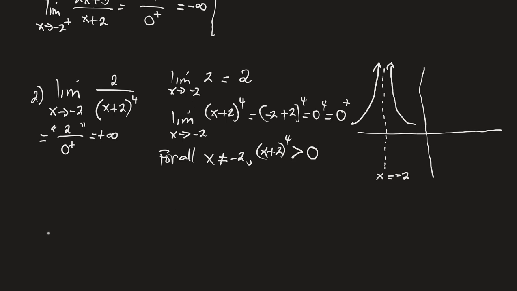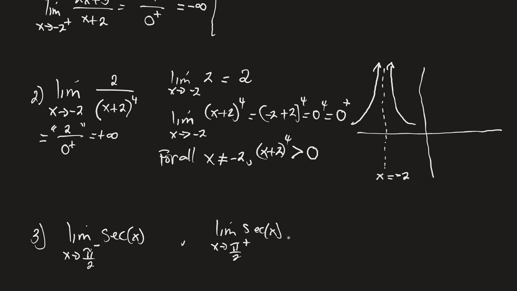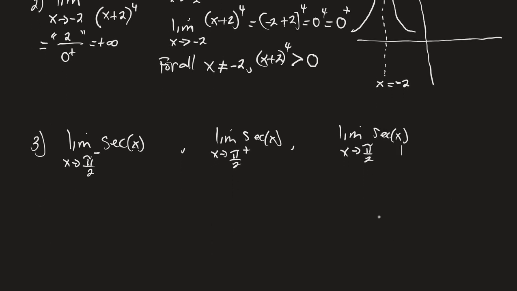Let's look at a slightly different type of function. So let's take the limit as x approaches pi over 2 from the left, minus, of the secant function. So let's take secant of x, and then let's also look at the limit from the right of secant of x, and then finally let's put it together and answer the two-sided limit. So secant of x. All right, so now let's start with this one.